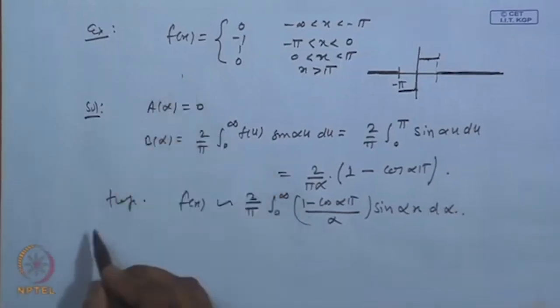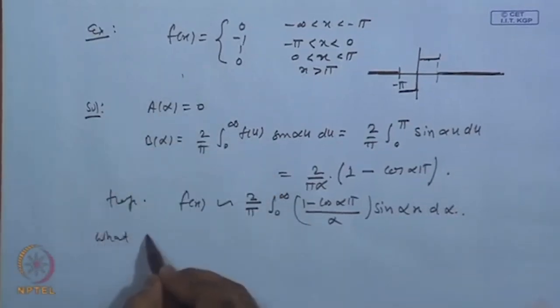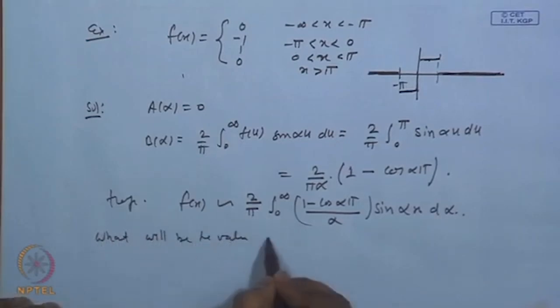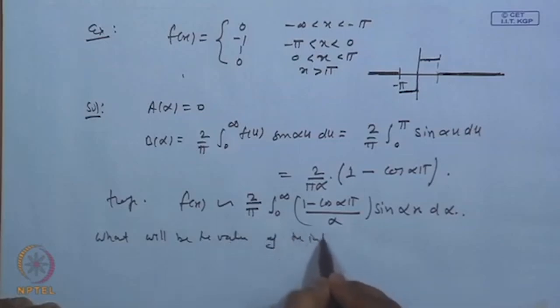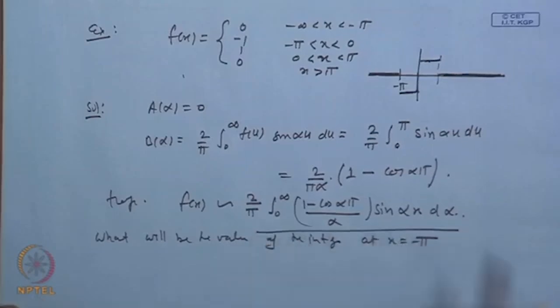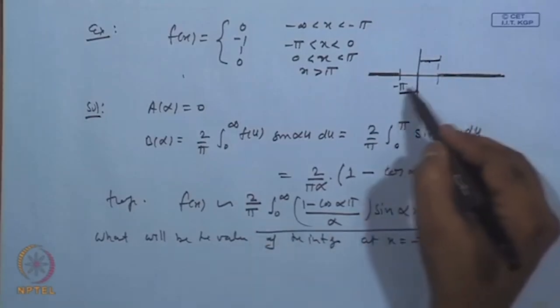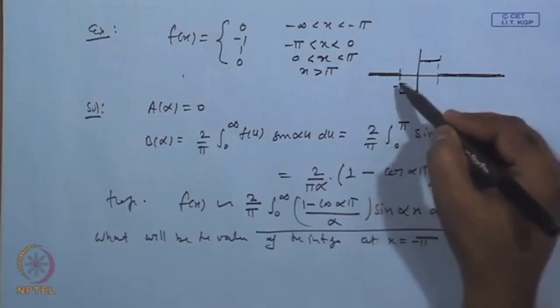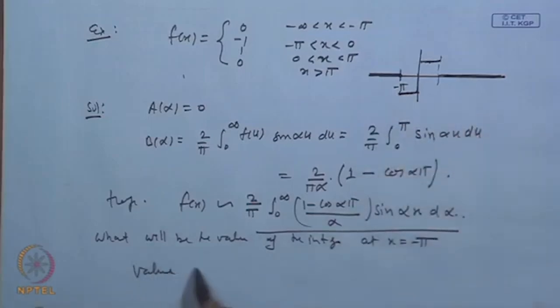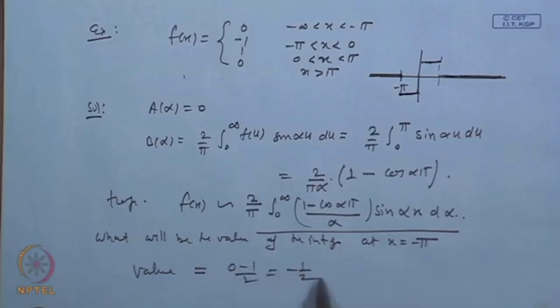So, there was a question: what will be the value of the integral at x equal to minus pi? The value of this integral at x equal to minus pi, we will take the average of these two values, 0 and minus 1, so this value will be 0 minus 1 by 2, so minus half.